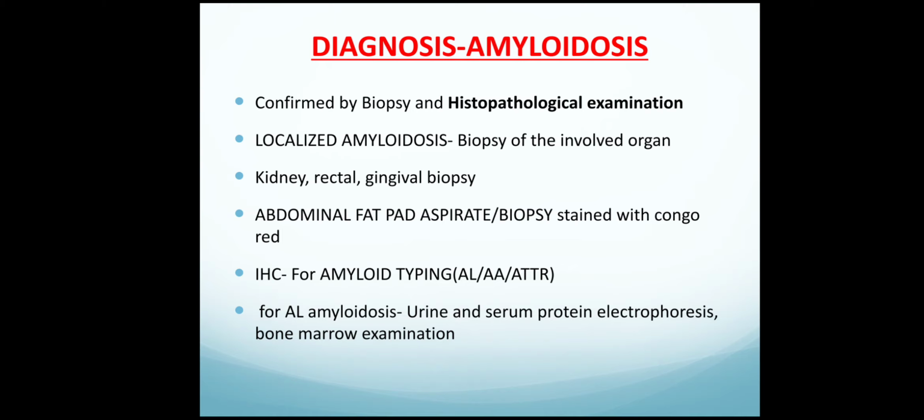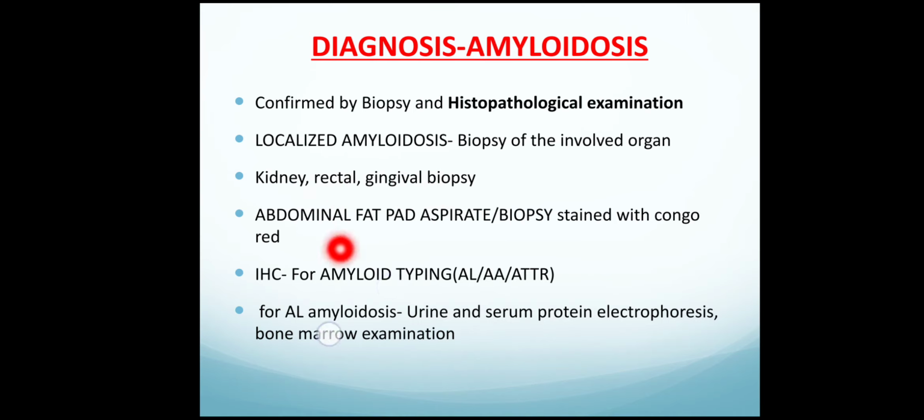Now lastly, the diagnosis. Diagnosis is confirmed by biopsy and histopathological examination. In localized amyloidosis, a biopsy of the involved organ can be taken, and then we can do H&E staining and also the special stain, of which the most important is the Congo red stain. Biopsy can be taken from the kidney, from the rectum. Gingival biopsy can also be taken depending on the site involved. Then abdominal fat pad aspirate or biopsy stained with Congo red can also be done, but it has lesser sensitivity than the gingival or rectal biopsies.